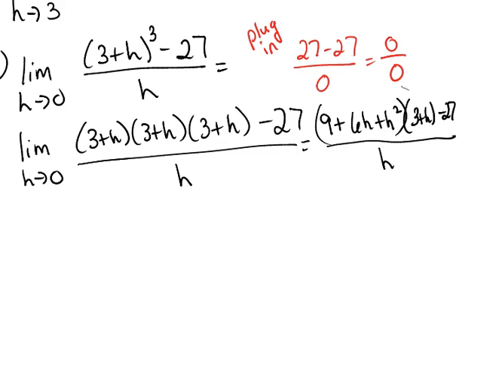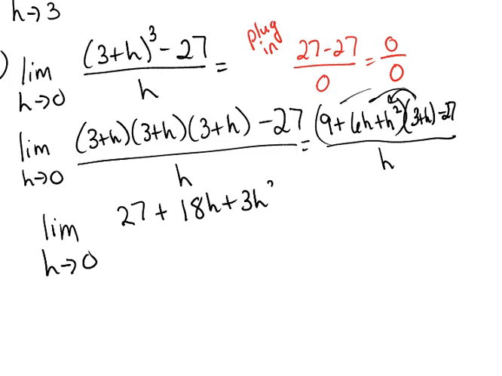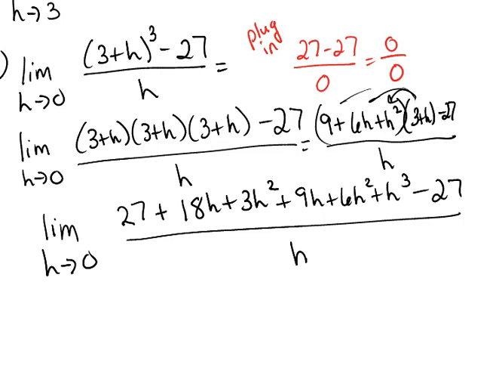Okay, and then I kind of FOIL again, but it's not really FOIL, just multiply by each of the terms there. So this is the limit as h goes to 0. This will be 3 times 9 is 27 plus 18h plus 3h squared, and then now I'll distribute the h through, so plus 9h plus 6h squared plus h cubed, minus 27, divided by h. So you'll see now that we've got a 27 here and take away 27, so those cancel, and this is the limit as h goes to 0.